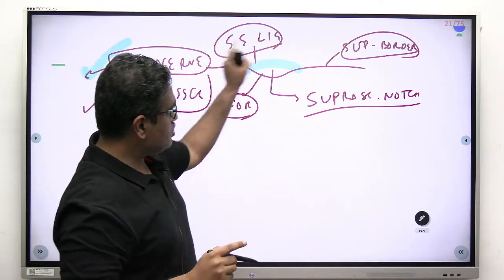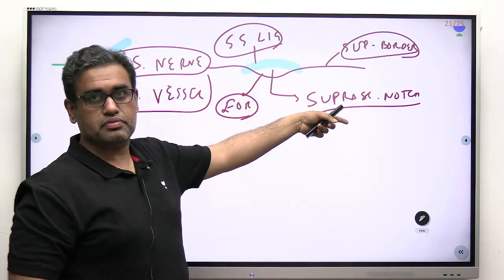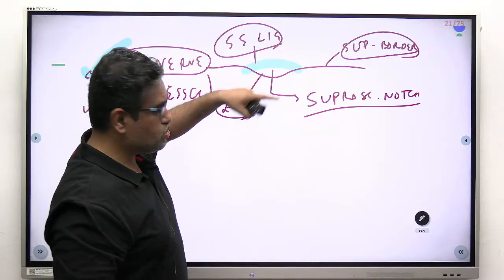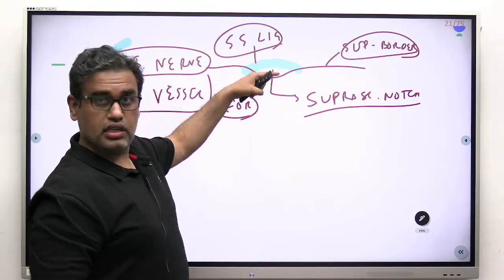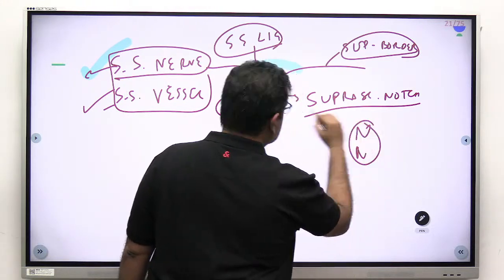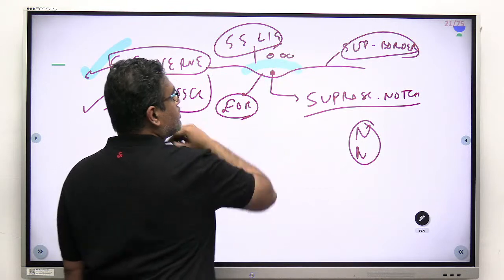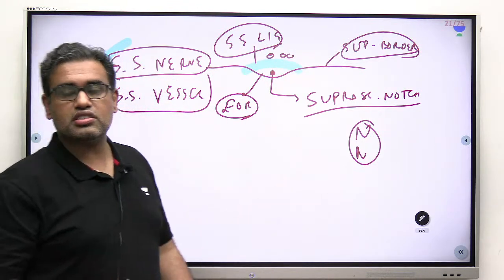Now, when this notch is converted into a foramen by the ligament which ossifies, then what will pass through this foramen? The nerve or the vessel? Nerve passes. Remember, N for nerve and N for notch. It is the suprascapular nerve that will pass. Suprascapular vessels will be passing from above. The nerve will pass from this suprascapular foramen.